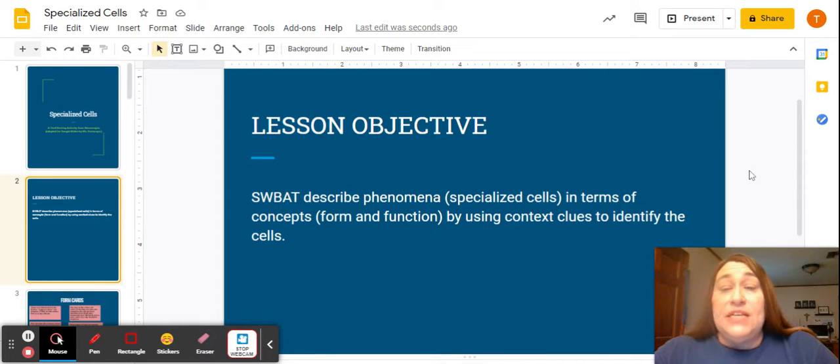So the objective of this lesson is that students will be able to describe phenomena, and that phenomena is specialized cells in terms of concepts. The concepts today are form and function by using context clues to identify the cells.